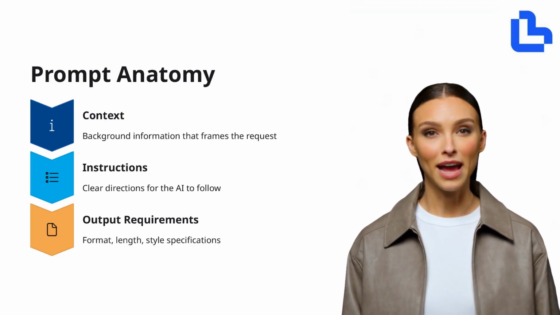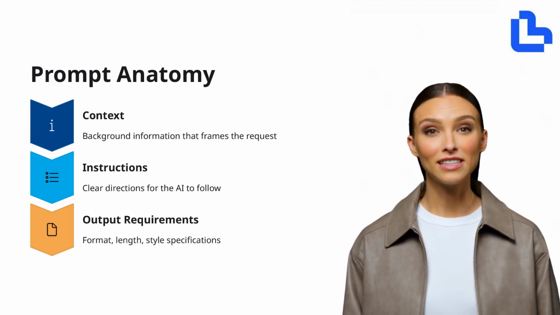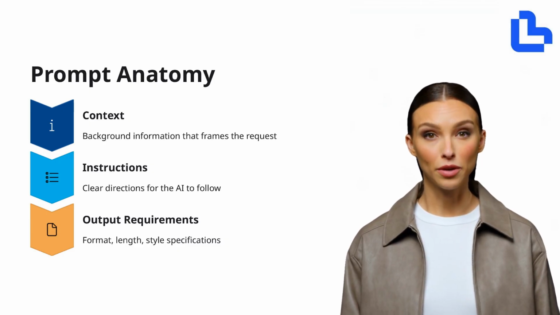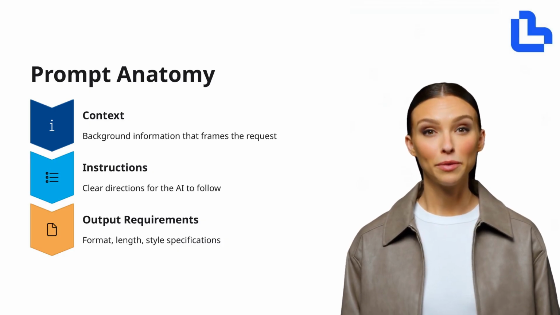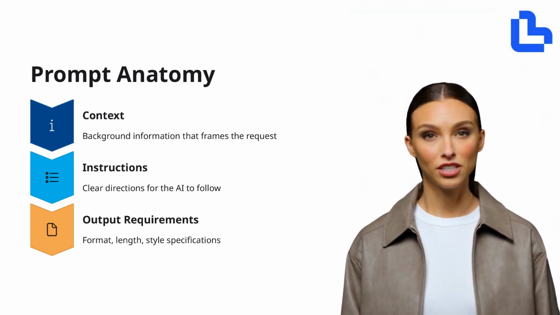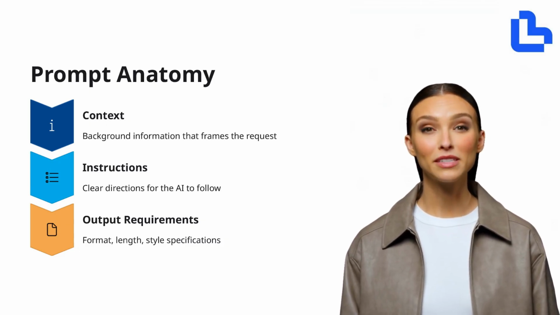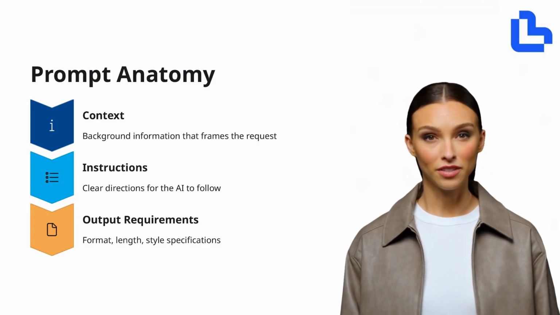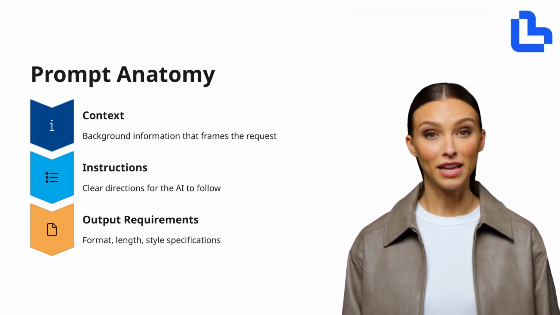Just like a good product spec, a great prompt has three essential components: context, instructions, and output requirements. First, context is the background information that frames your request. Think of it as setting the stage for the AI. What does it need to know to understand the task? This could include the audience, the purpose, or any relevant details that shape the response. Next, we have instructions. These are the clear, actionable directions you give the AI. The more specific and direct you are, the better the results. Use verbs like summarize, compare, or generate to guide the AI's behavior.